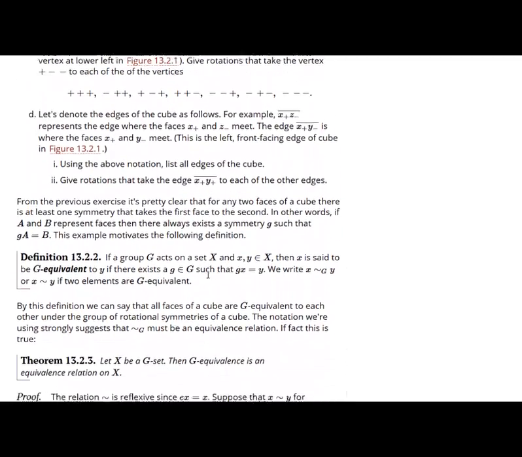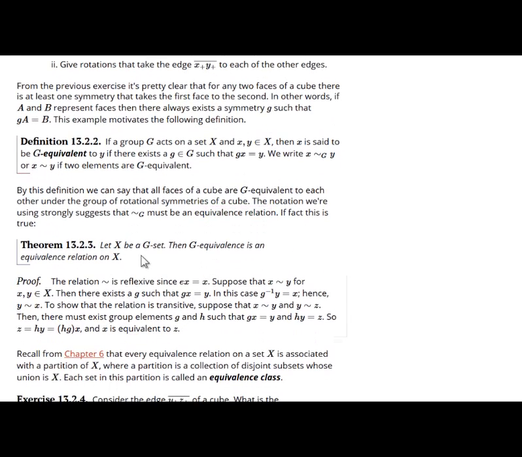Now for a definition, let's read through this carefully. If a group G acts on a set X, and x and y are elements of X, then x is said to be G equivalent to y if there exists a group element g such that gx equals y. We write that this way, x twiddle G y. So that means x is G equivalent to y. We can write it this way.